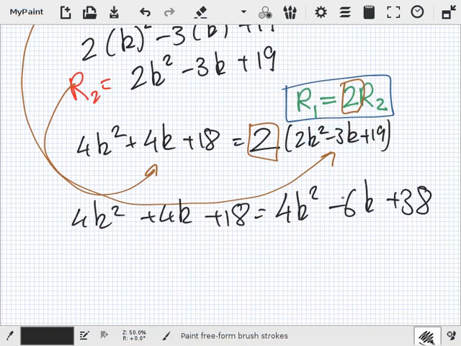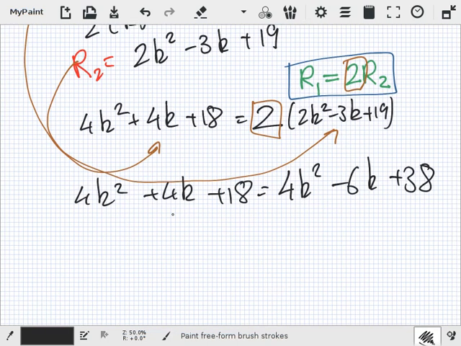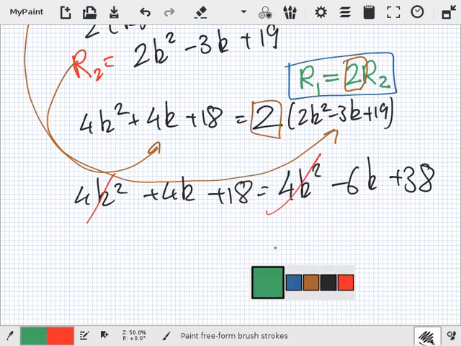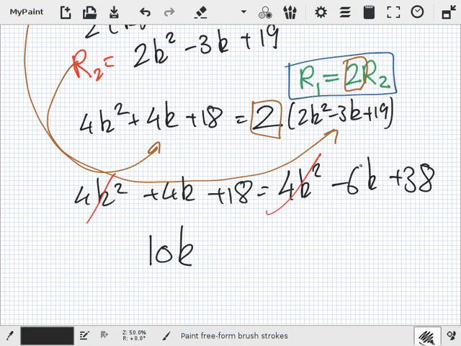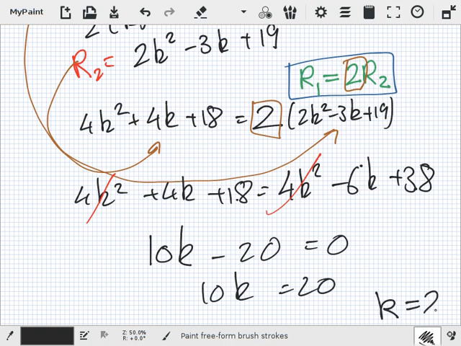Right, I'll take everything to the left. 4k squared minus 4k squared. The line is wrong, it should be R2, but it doesn't matter. Okay, 4k minus 6k, so that's 10k if I take this over. 18 minus 38 is minus 20. So I get 10k equals 20, so k equals 2.